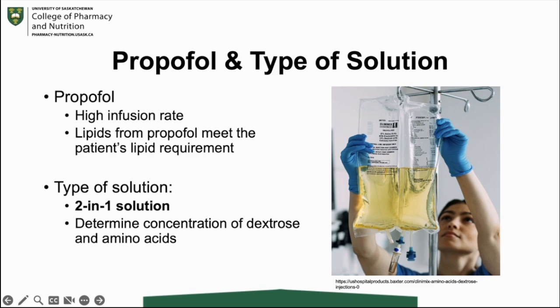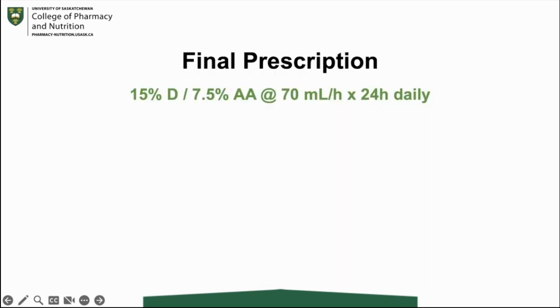Because of this, we would choose a 2-in-1 solution as our patient only needs dextrose and amino acids while they are on propofol. Thus, we proceed to calculate the concentration of dextrose and amino acid solution that will meet our patient's requirements in a volume that is appropriate for their fluid needs. Here we have our final prescription for our patient.